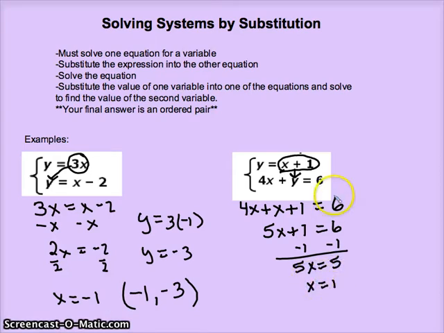Alright, time to find the value for the other variable. I take 1 and plug it back into the original equation, so y equals 1 plus 1, and we all know that's 2. So my final answer is the ordered pair 1, 2. Not too bad, right? Let's check out a few more examples.